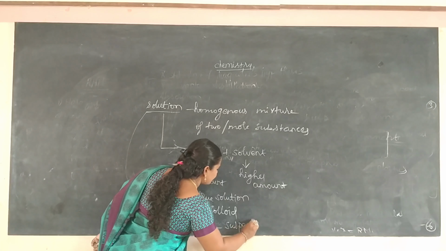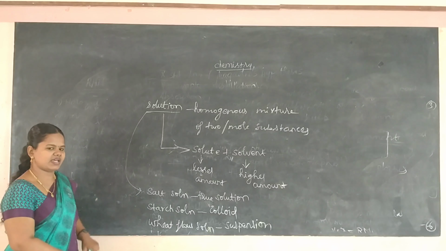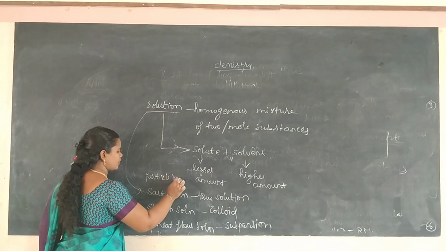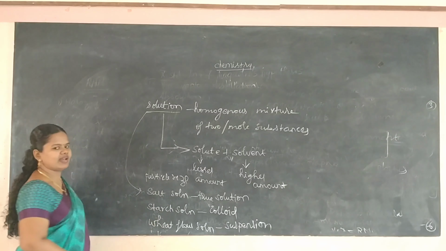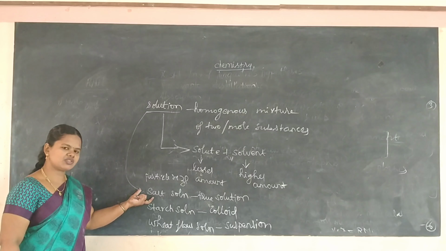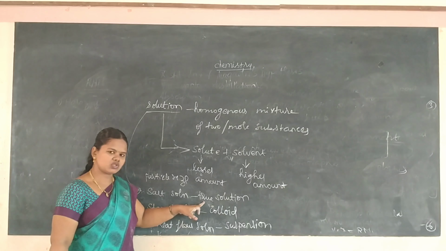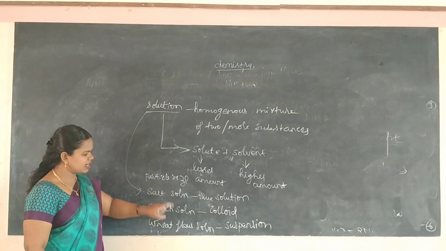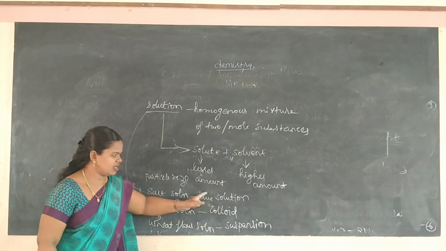So in solution, depending upon the particle size, it is classified as what? Salt solution, starch solution, wheat flour solution. In salt solution you will see only a single layer, no difference will be there. That is a true solution. So the size is very small. Whereas in starch solution, it is intermediate. The size of the particle is intermediate between the suspension and true solution.